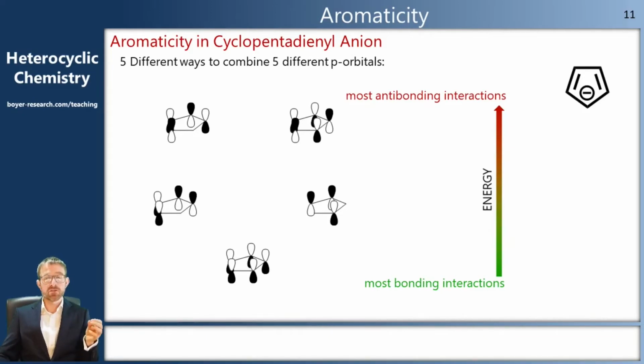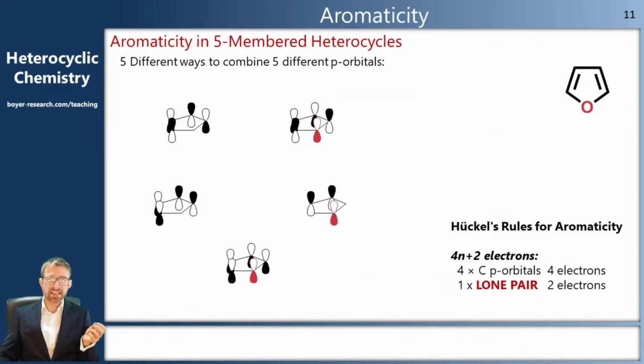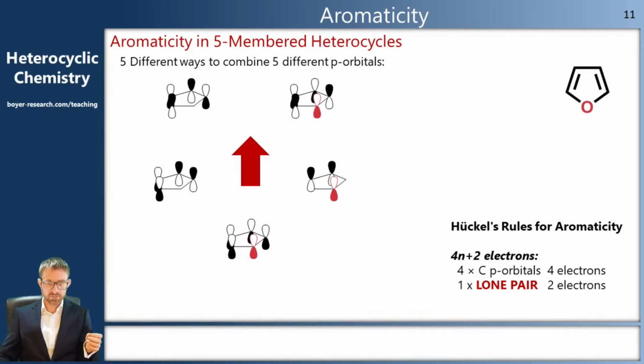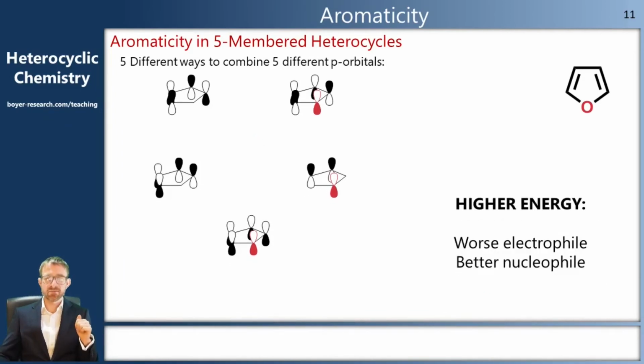However, when we switch over to something like furan, instead of an anion, we can use the oxygen lone pair. But because the oxygen lone pair is in the system, and lone pairs are high energy filled orbitals, it means the energy of the whole system is increased. This means that the aromatic system is now a worse electrophile, but a better nucleophile.